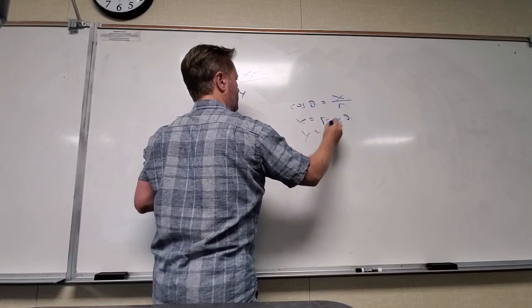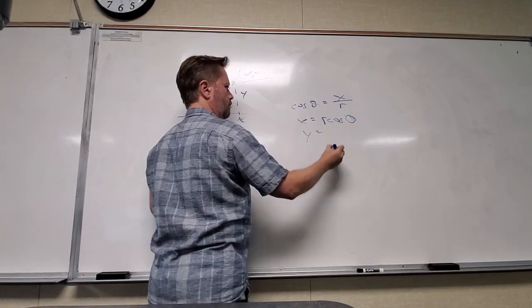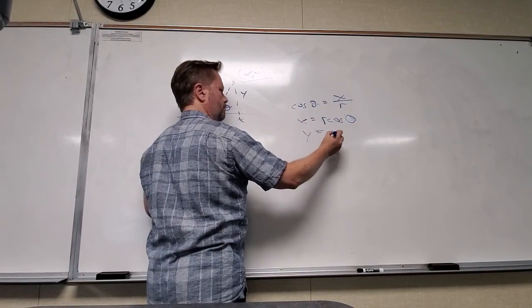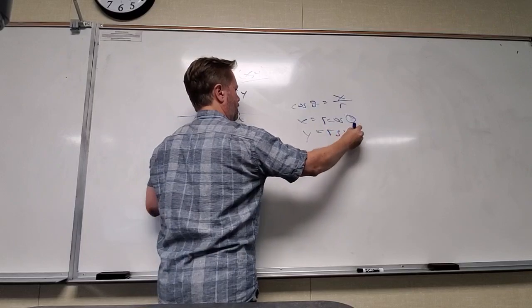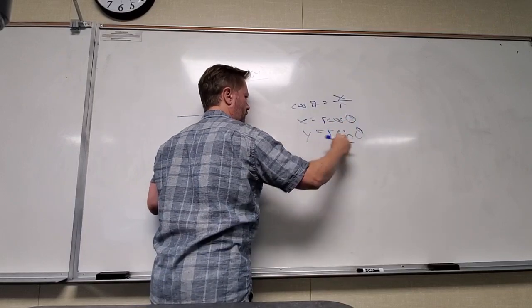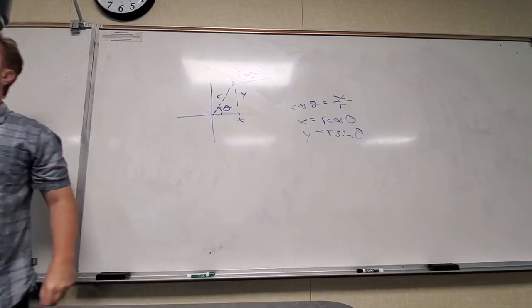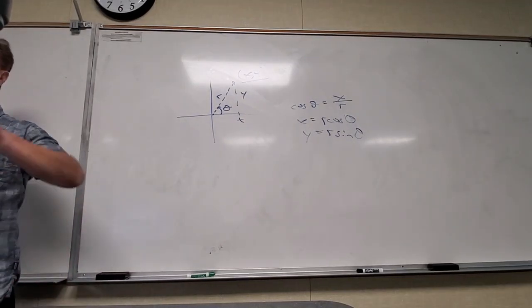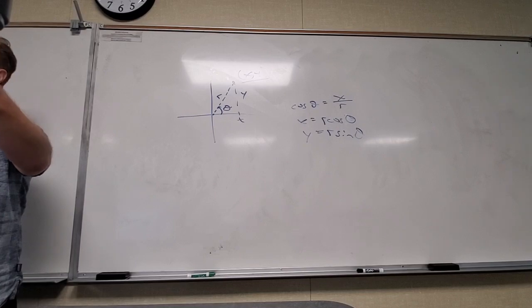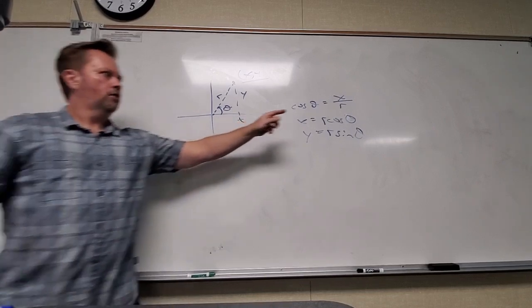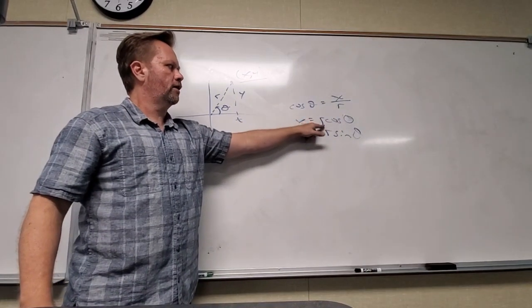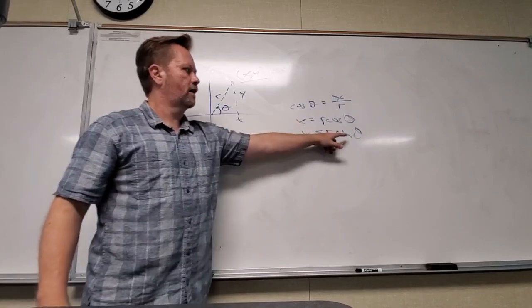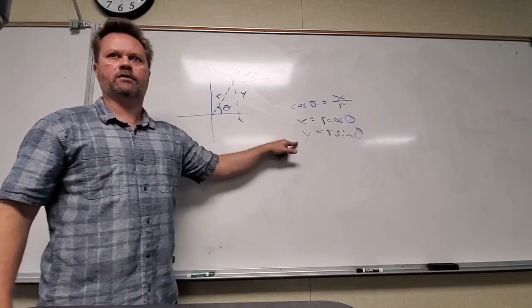So what do you think Y is? R sine theta, come on. X likes cosine, Y likes sine. So remember, a while back I told you this. Sine theta and cosine theta are kind of like the part of R that lies along X or Y. So cosine theta is the part of R that lies in the X direction. Sine theta is the part of R that lies in the Y direction.